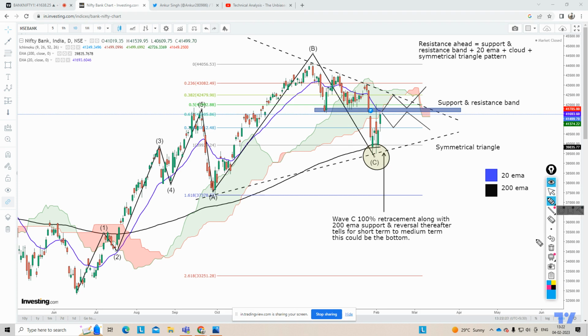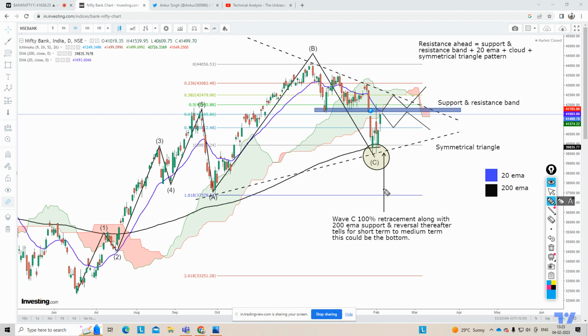So, in my observation, I have mentioned that in the past, this is the A1, 2, 3, 4, 5 Elliott wave pattern, after which recently, in my opinion, Bank Nifty completed the retracement of wave C, which I have marked in this area. The comment I have mentioned along with that is that wave C 100% retracement along with 200 EMA support and reversal thereafter tells us that for short term to medium term this could be a bottom.